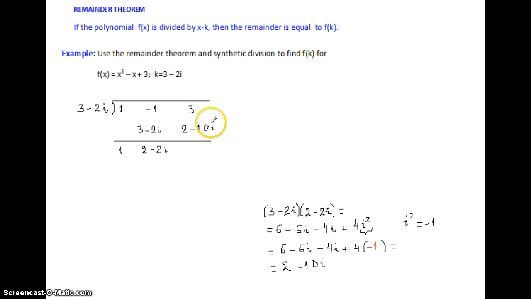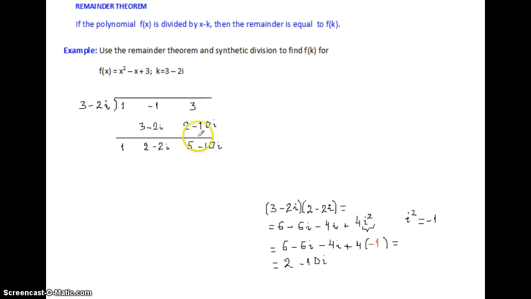And now we have to add the numbers in this column. 3 plus 2, 5 minus 10i. And this is the remainder of dividing f of x by x minus 3 plus 2i. So, using the remainder theorem, we can state that f of k, and it is 3 minus 2i, is equal to 5 minus 10i.